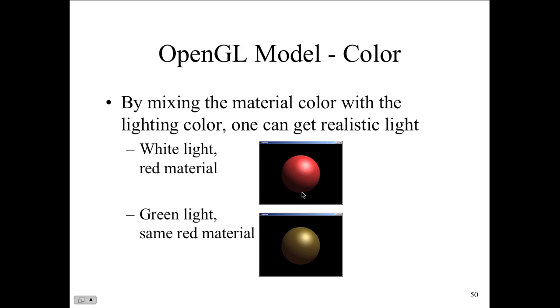White light with red material. Here's a green light with same red material. So it's green. You can see it on your screen. But also the point of the light is green. But it created a green light on the red, made it green. And that's kind of intense, actually. So you can't see any of the original red underneath it.